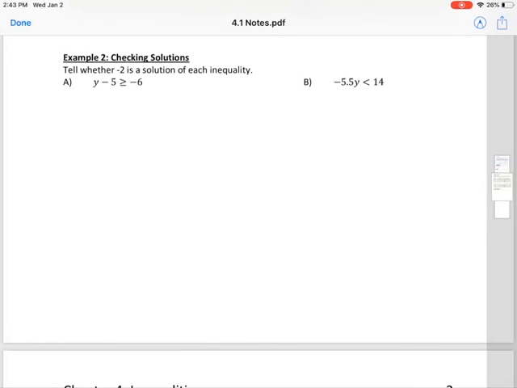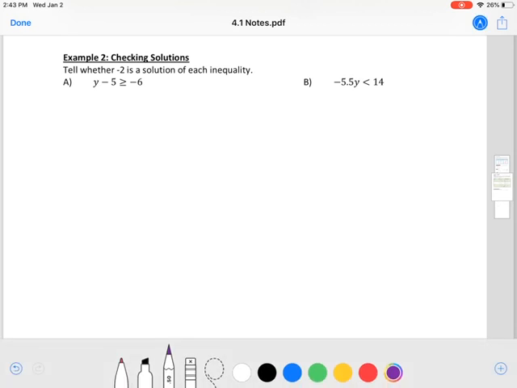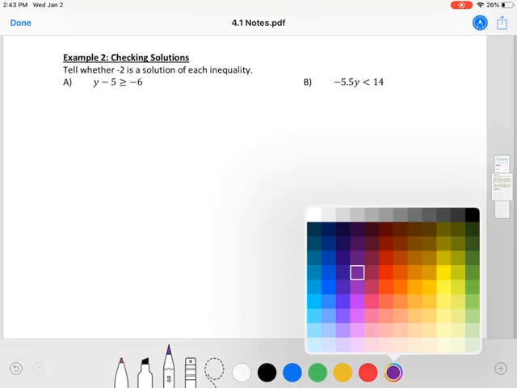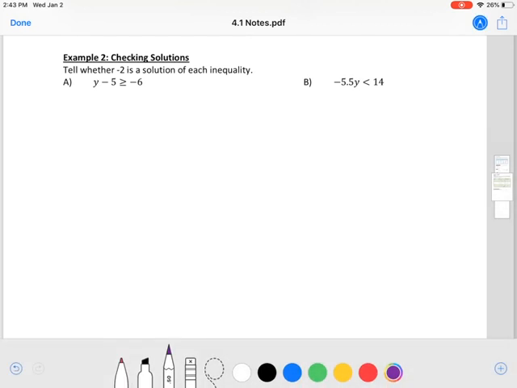All right, so second part of our video is going to be working a little bit more with solving out our inequalities and making sure we feel confident with solving inequalities. So in example 2a, it says, tell whether negative 2 is a solution for this inequality. So y minus 5 is greater than or equal to negative 6. And it's asking us, is negative 2 a solution of this inequality?